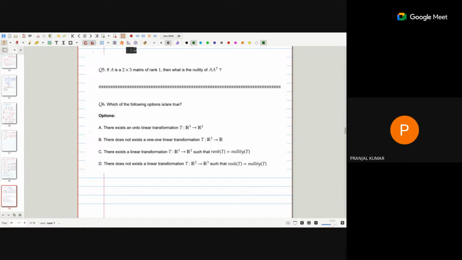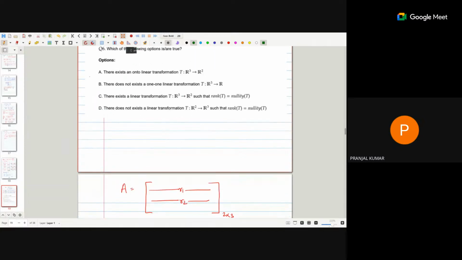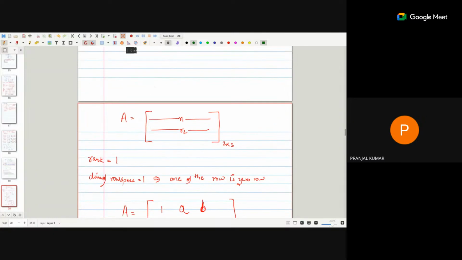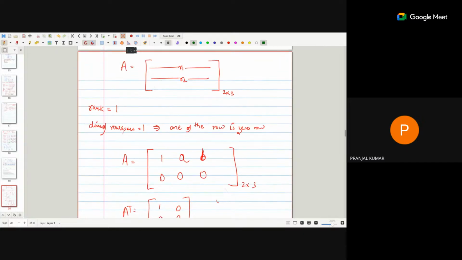Now, if A is a 2 cross 3 matrix of rank 1, what is the nullity of AA transpose? First of all, just write a matrix A, 2 cross 3, that is, it has 2 rows and 3 columns. Its rank is given as 1. Row rank and column rank are the same, so I wrote this general A matrix as 1 a b in the first row and the second row as 0, because I know that rank is 1. So the other row must be a 0 row.